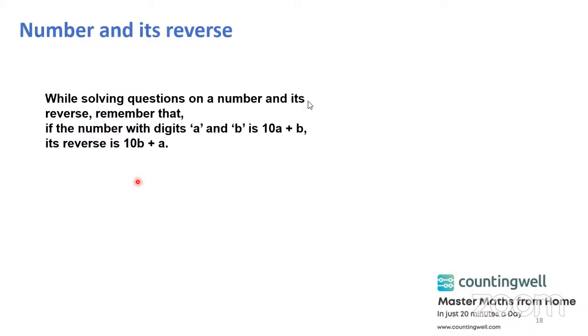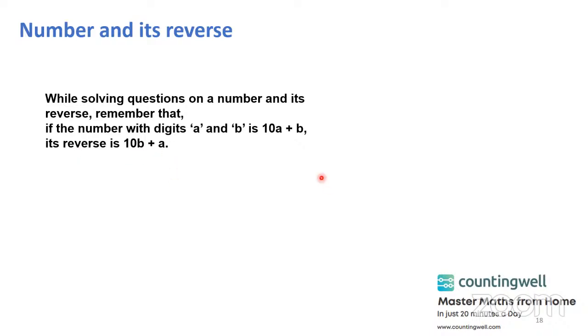Next, we have to take care while we are writing a number and its reverse. So while solving questions on a number and its reverse, remember that if the number with digits a and b is 10a plus b, then its reverse is 10b plus a.